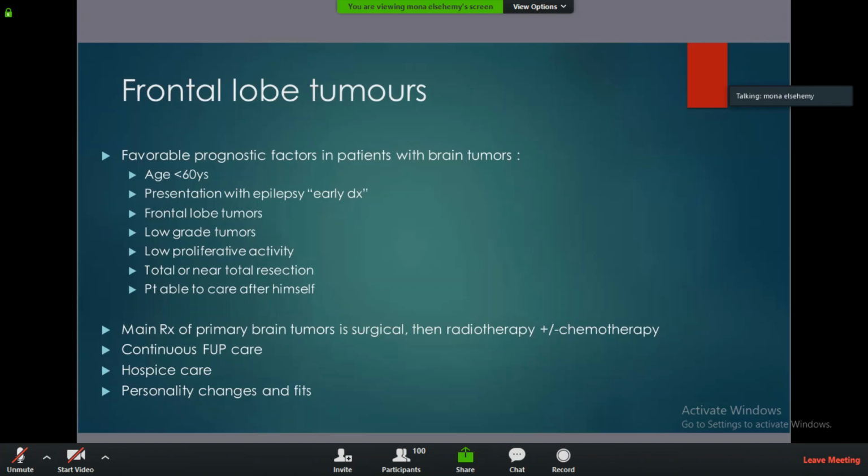And as I mentioned, the main treatment for primary brain tumor is surgical, then radio plus or minus chemotherapy. Hospice care should be offered in such situation in frontal lobe tumor because of behavioral change and loss of inhibition and personality changes. As long as the patient has fits, it is obvious that you have to stress on the issue of driving.